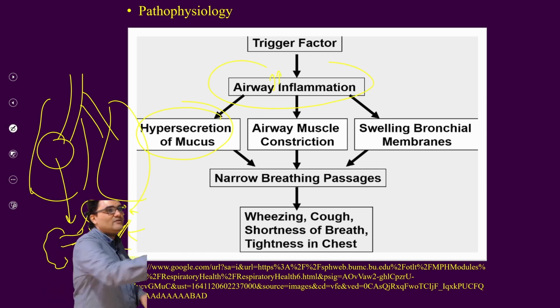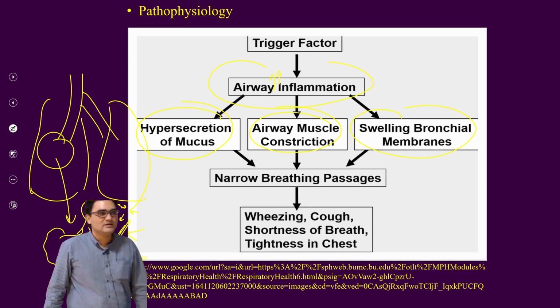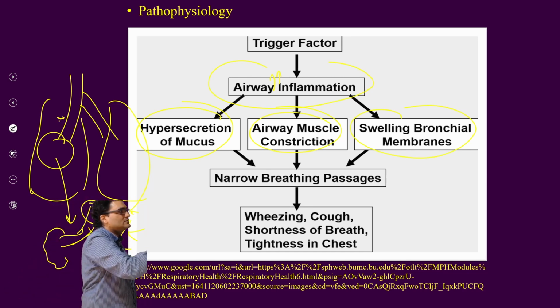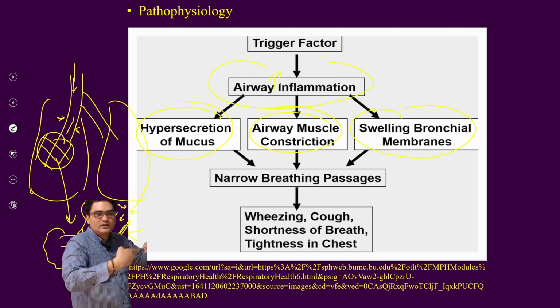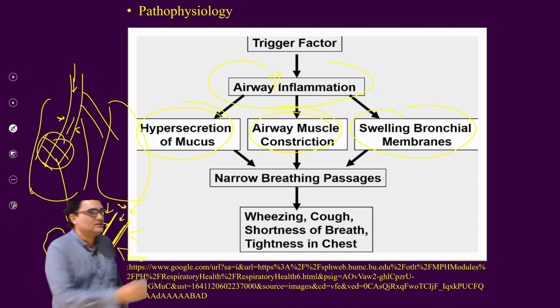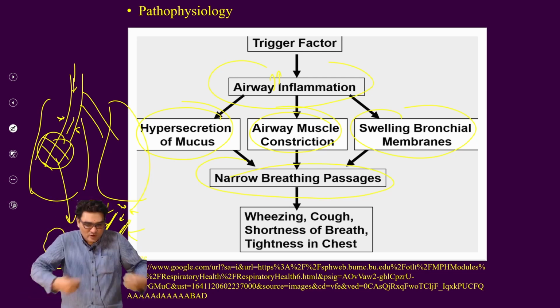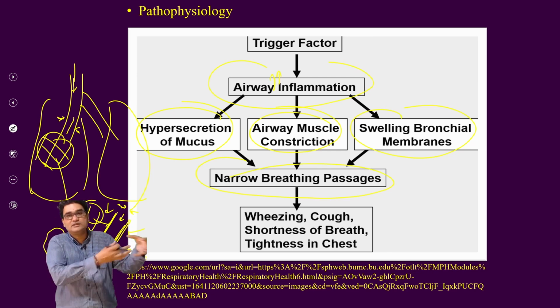Okay, airway muscle contraction, swelling of bronchial membranes. So all this will cause what? First of all there is constriction, there is accumulation of fluid. So air movement in and out is reduced because there is constriction. Okay, so all this will cause narrowing of the breathing passage. The diameter through which air was going in is reduced, and once it goes inside there is inflammation which is going on. So this is what is happening.